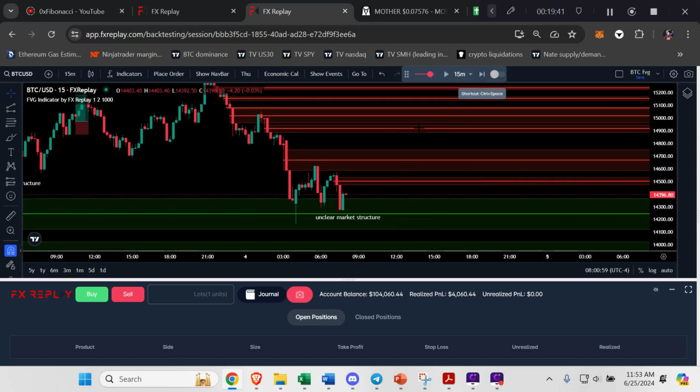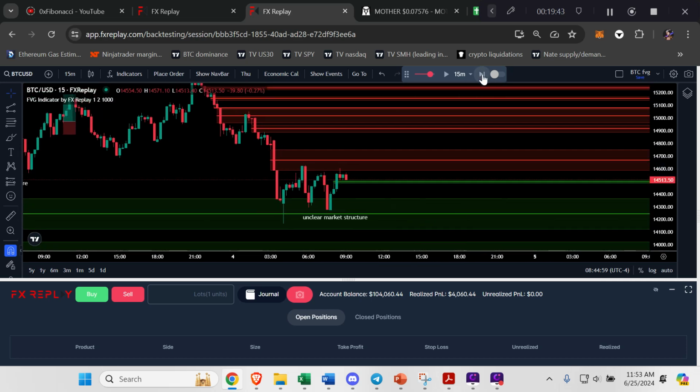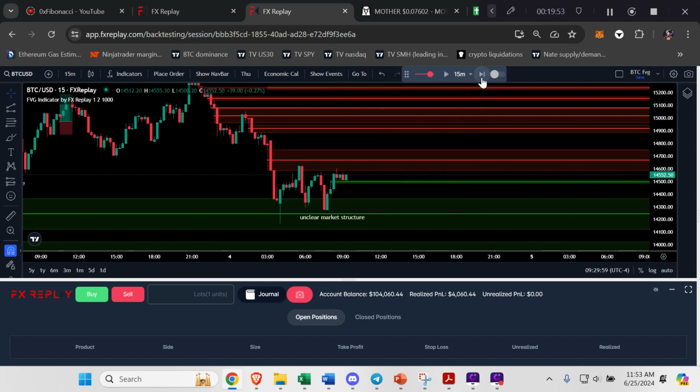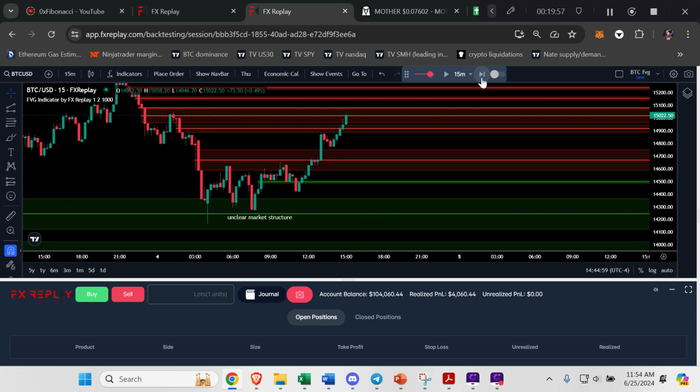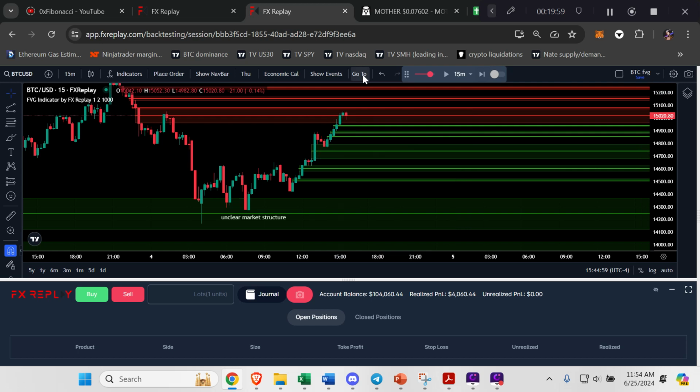So again, this is another day that there was unclear market structure. So kind of as I'd mentioned, we got a lower low, lower high, higher low, lower high, lower, like there's just no really clear market structure here. So that's why I didn't take any trades this day. It's kind of just a choppy day, I guess. And so we'll just go to the next trade.